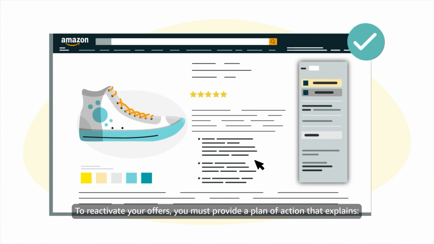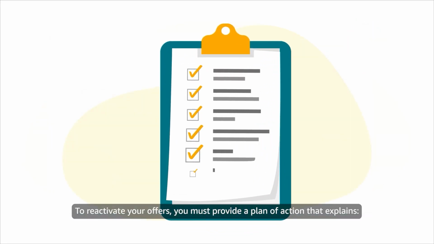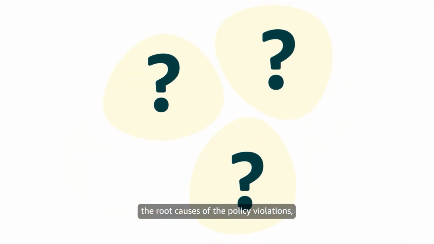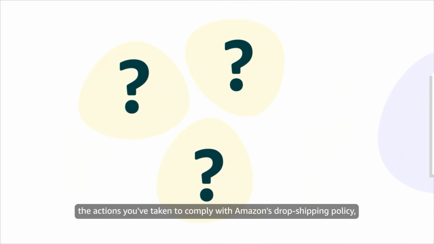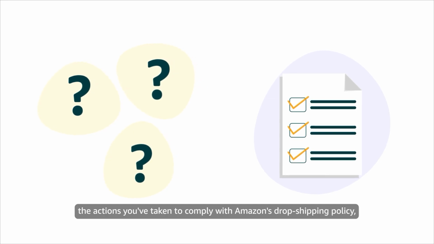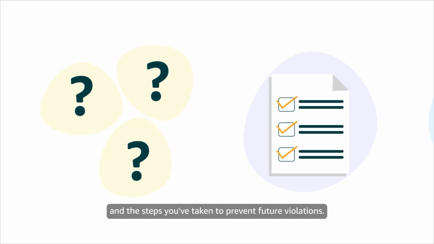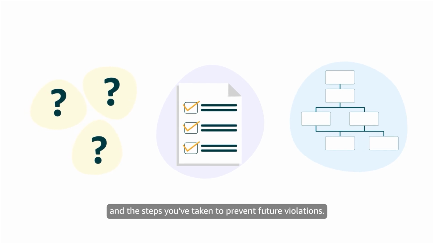To reactivate your offers, you must provide a plan of action that explains the root causes of the policy violations, the actions you've taken to comply with Amazon's dropshipping policy, and the steps you've taken to prevent future violations.